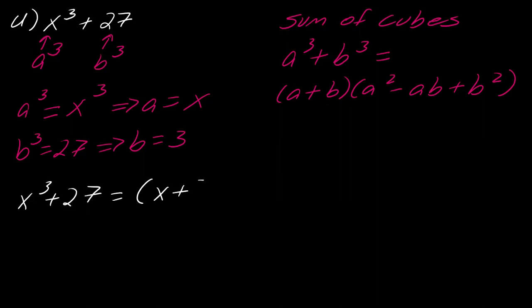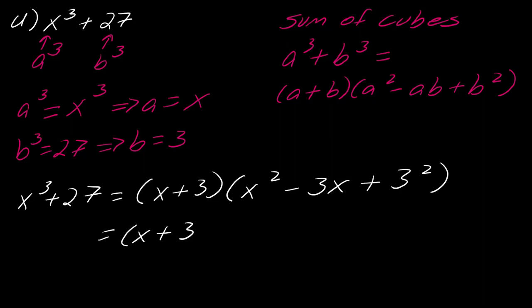So this is x plus 3. And then moving on, this is going to be x squared minus 3x plus 3 squared. So now I just have to simplify this. So this is going to be x plus 3 and then x squared minus 3x plus 9. Okay, and so that's how that would factor.